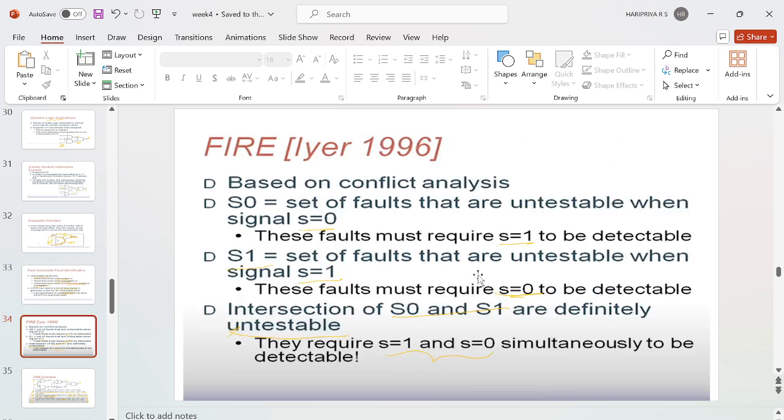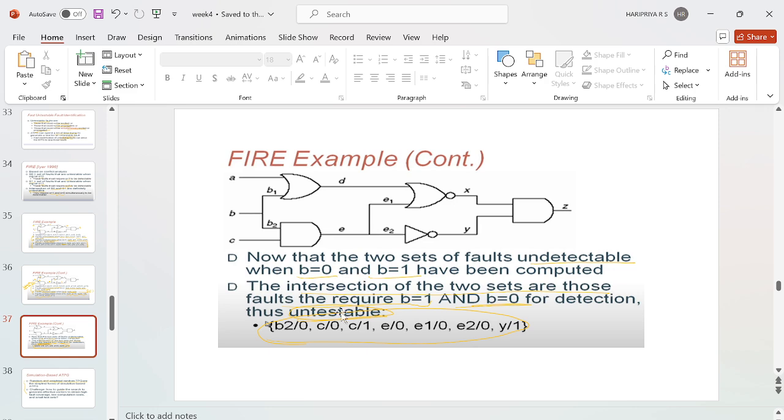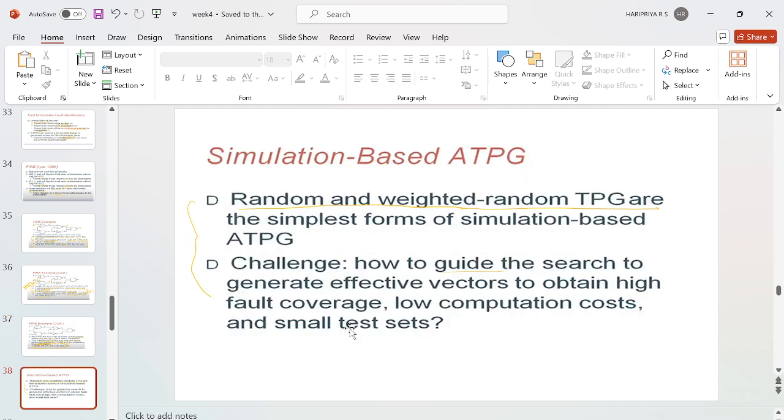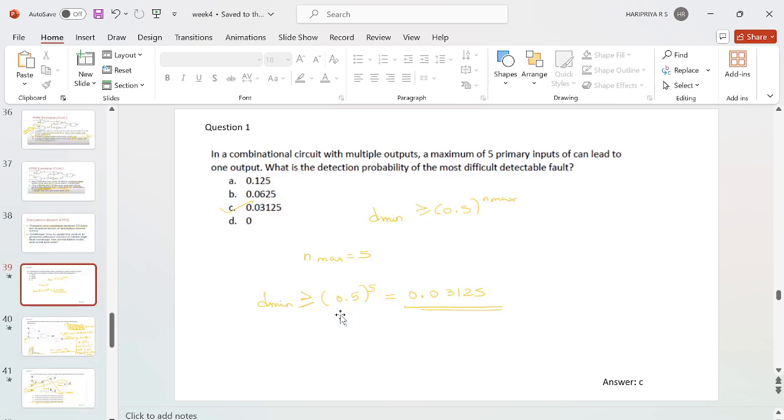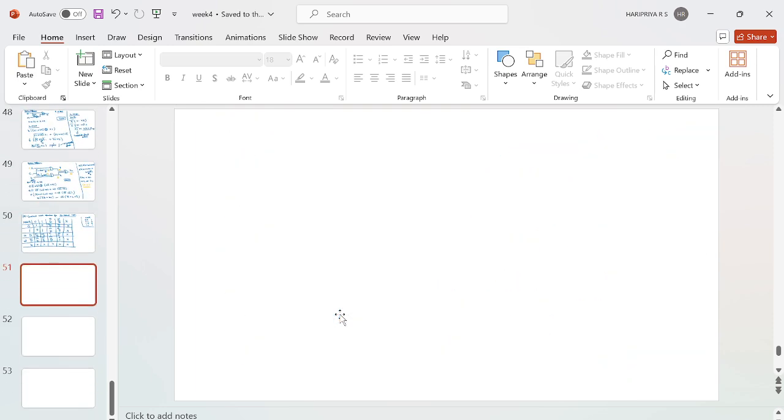So we saw a method called FIRE, where we said that if a node, we set it to a value and we obtain some unexcitable and unobservable faults. So undetectable faults will be the union of these two, and similarly with b equal to 0, and the intersection of both will be the untestable faults. And simulation based ATPG is the random or the weighted random based ATPG, weighted based test pattern generation, and we have seen some questions based on the D algorithm and Boolean difference.